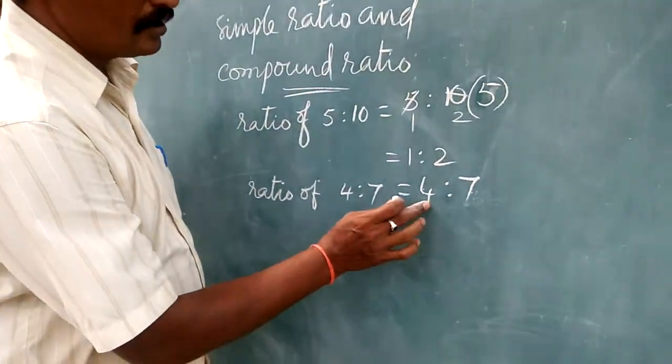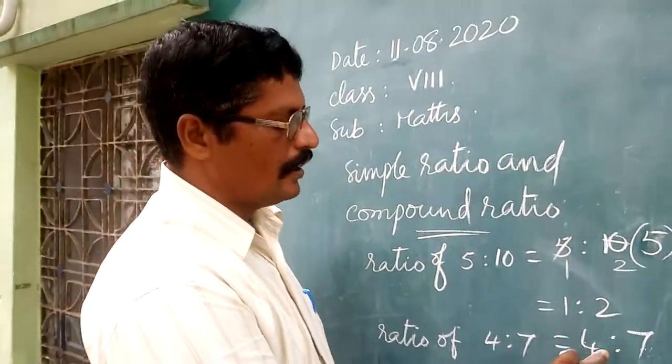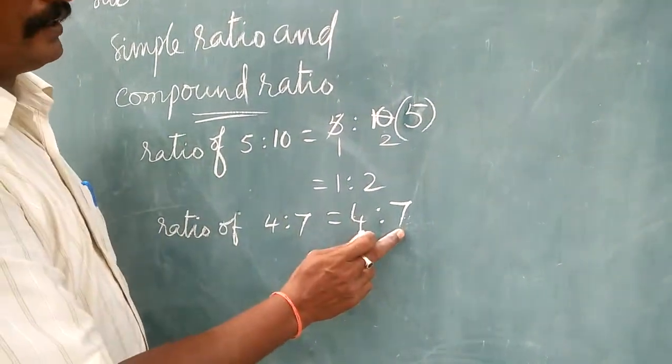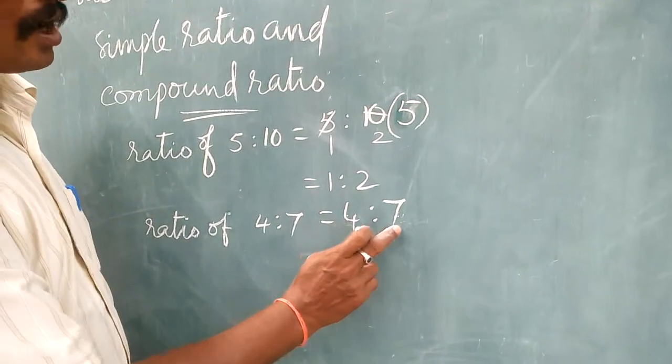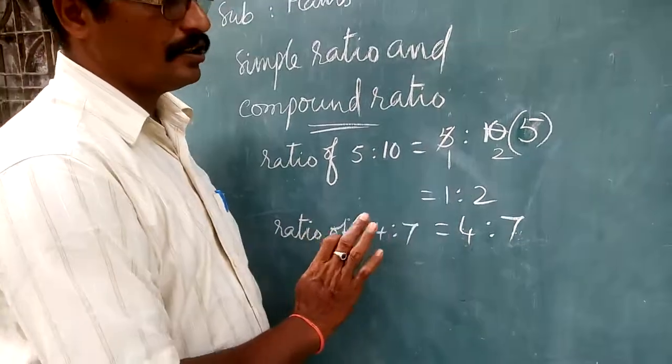The first term is called the first term or antecedent. The second term is called the second term or consequent. Antecedent, consequent. First term, second term. Okay, this is the simple ratio.